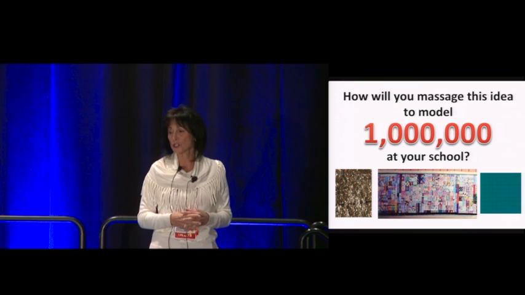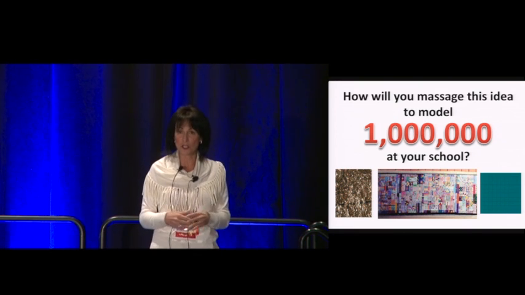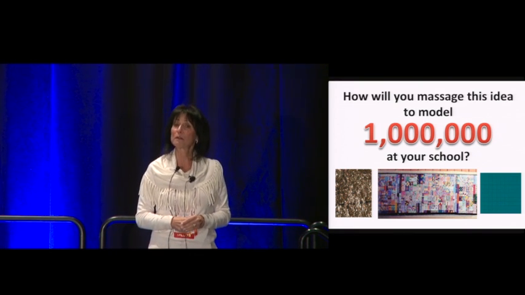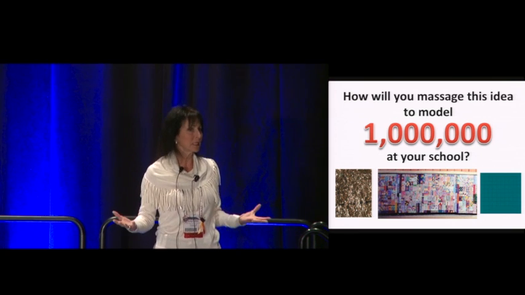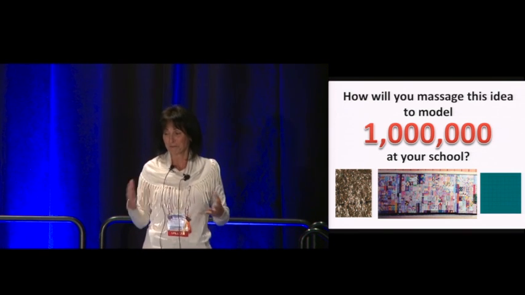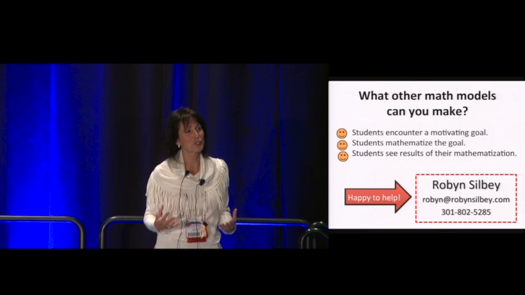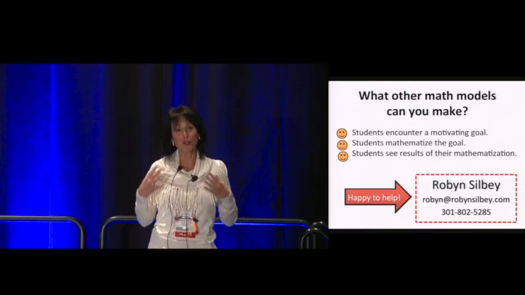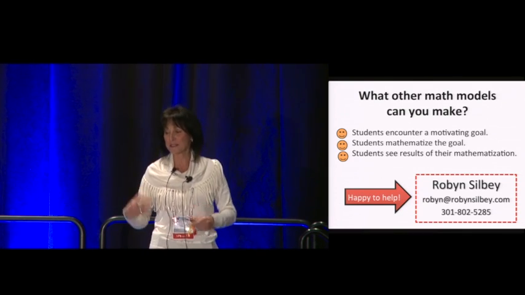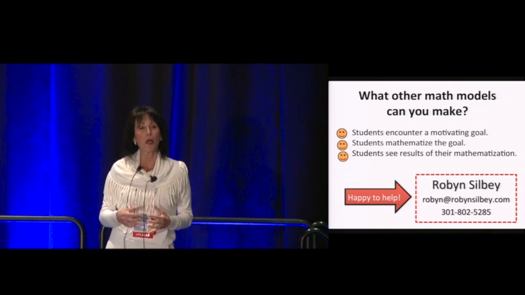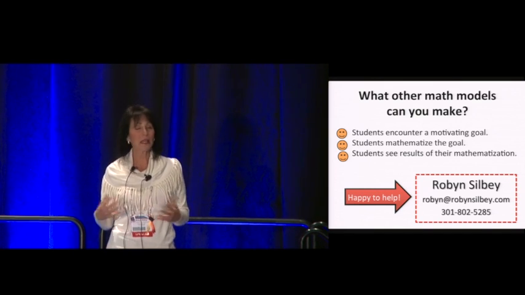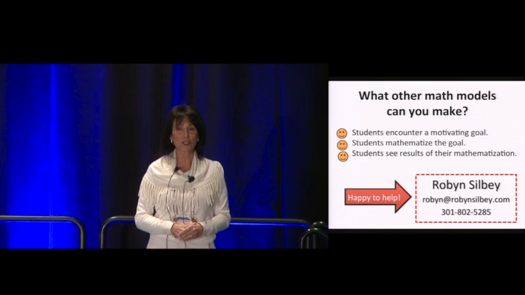So my first question to you is, how could you massage this idea to make a 1 million model in your building? And secondly, what are some other math models you can make using Dan Meyer's wonderful 3-step process: encountering or motivating goal, mathematizing that goal, and then seeing the results of that mathematization?